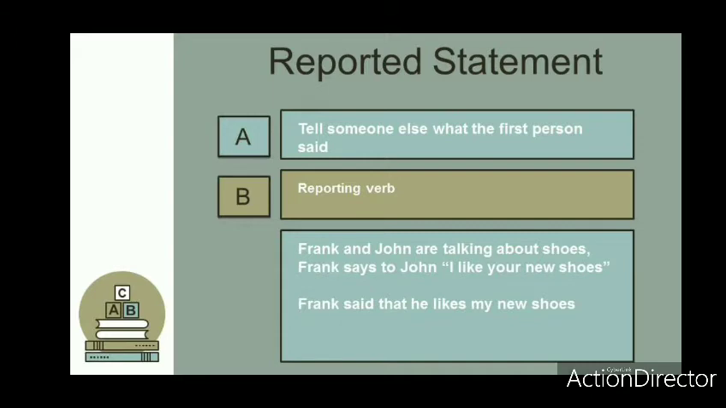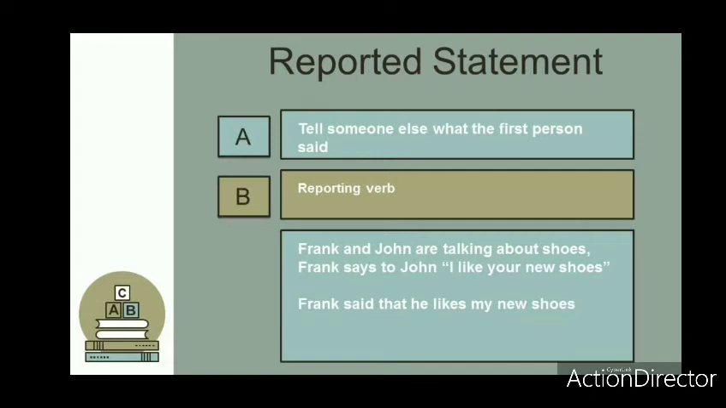To do that, we need to use what we call or refer to as a reporting verb. There is a list of these types of verbs on the next slide, but for example, the reporting verb that we are using in the next example is the verb said. It can be said or says depending on the type of speech and the verbal tense.